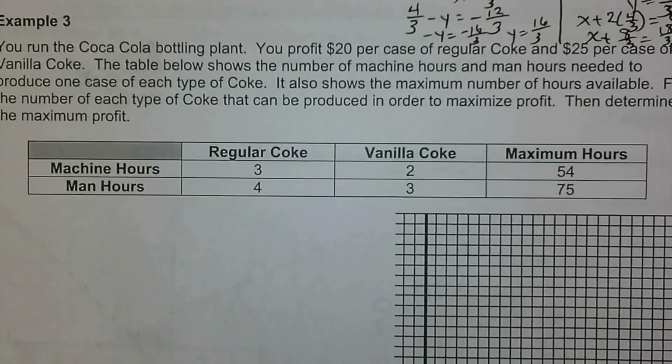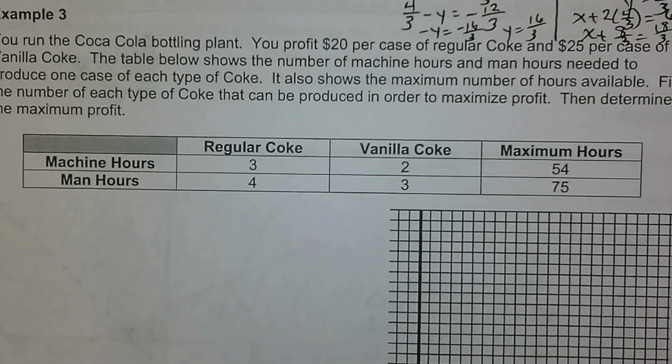Example 3. You run the Coca-Cola bottling plant. You profit $20 per case of regular Coke and $25 per case of vanilla Coke. The table below shows the number of machine hours and man hours needed to produce one case of each type of Coke. It also shows the maximum number of hours available. Find the number of each type of Coke that can be produced in order to maximize profit. Then determine the maximum profit.